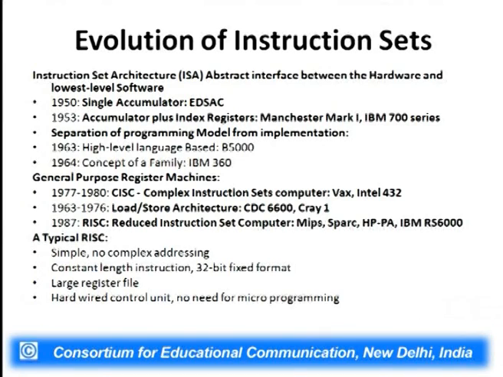Now, a typical RISC system, which is currently also very popular, having a reduced instruction set, has a simple format and no complex addressing. Constant length of the instruction is there, usually a 32-bit fixed format. A large register file is there, a hardwired control unit, and no need for microprogramming. So this was a very highly capable instruction set, yet with reduced complexity, making it more user-friendly. This is what is currently being used.